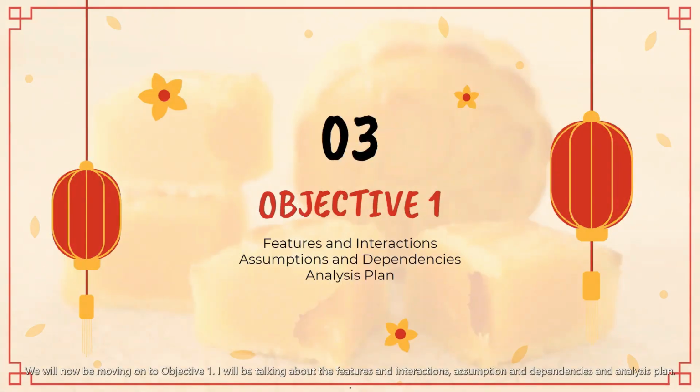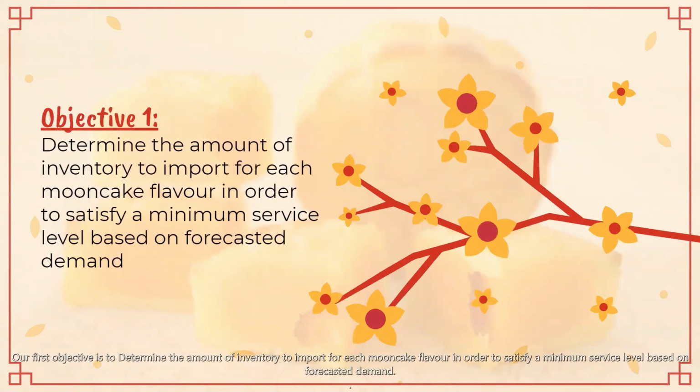I'll be now talking more about objective 1. I'll talk about the features and interaction, assumption and dependency, and analysis plan. Our first objective is to determine the amount of inventory to import for each of the mooncake flavor in order to satisfy a minimum service level based on forecasted demand.